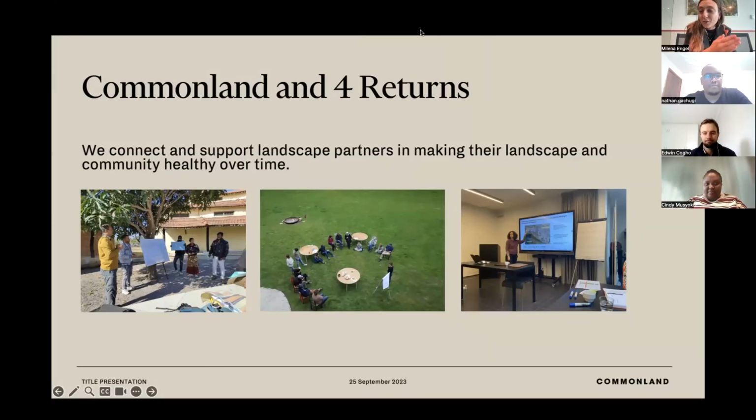Here you can see pictures of some of our Commonland colleagues in India working with relevant stakeholders. I won't go too much into depth about what the 4 returns framework is, but if you're interested in this, then you can go onto our website or onto the 4 returns platform, and you can read a little bit more about it.